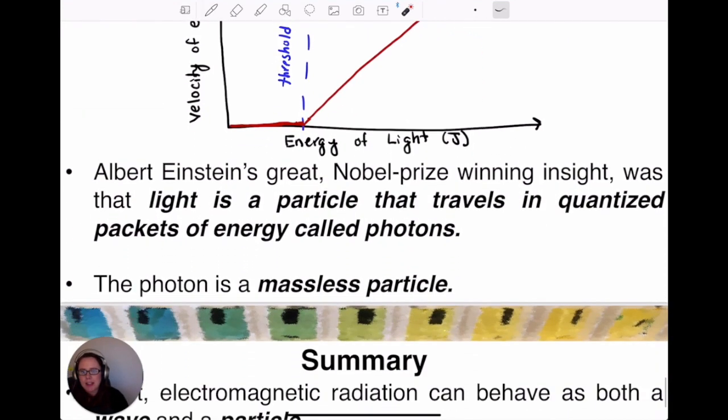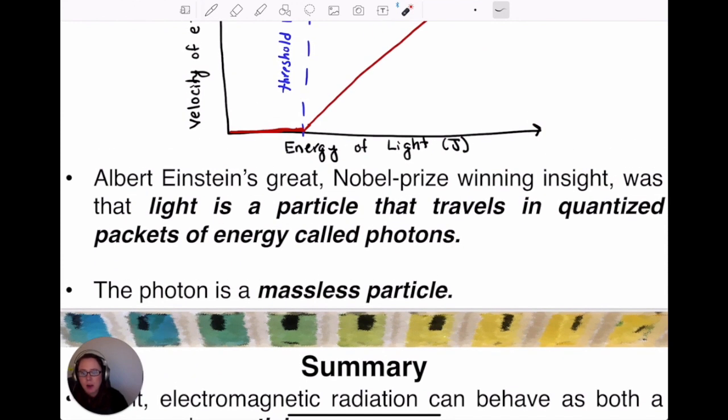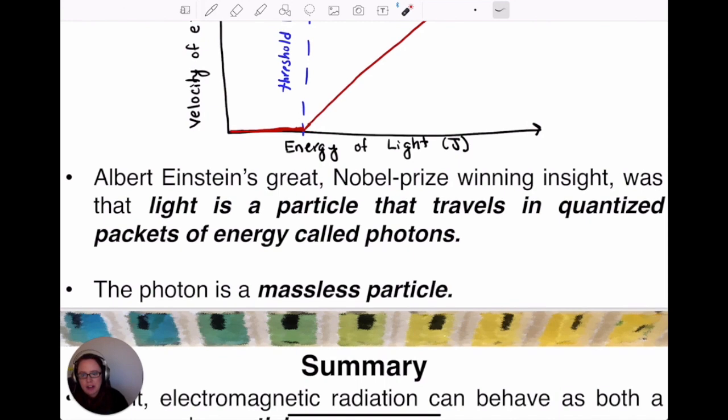So what Albert Einstein actually won his Nobel Prize for was explaining the photoelectric effect. I know he's mostly famous now for relativity, but he didn't win the Nobel Prize for that. He won much earlier for the photoelectric effect. He said that light is a particle. I just went through all this evidence for why light is a wave, but now we're saying that maybe it's actually a particle that travels in quantized packets of energy called photons. These are sometimes called wave packets.